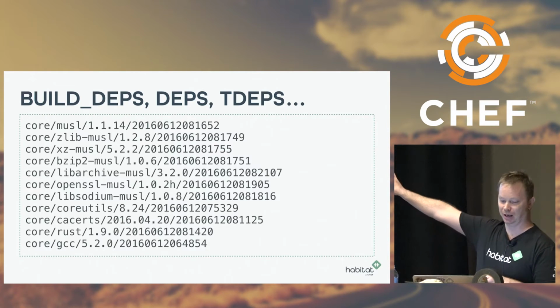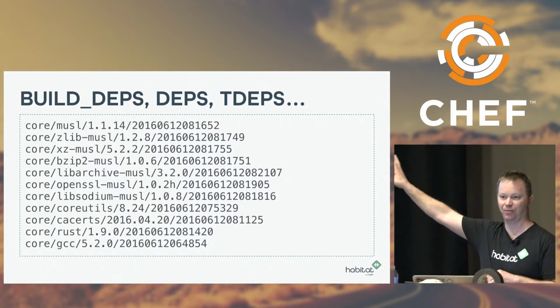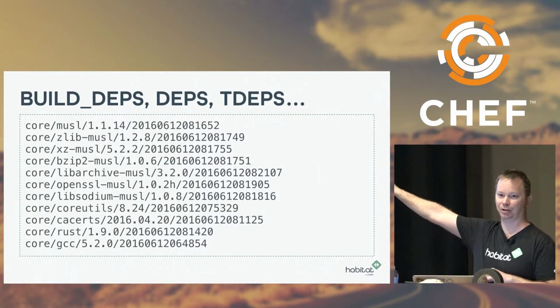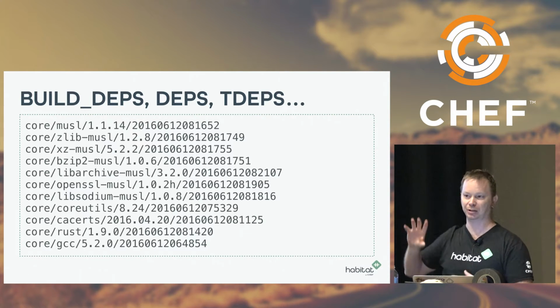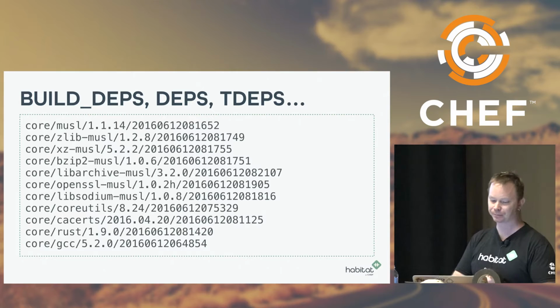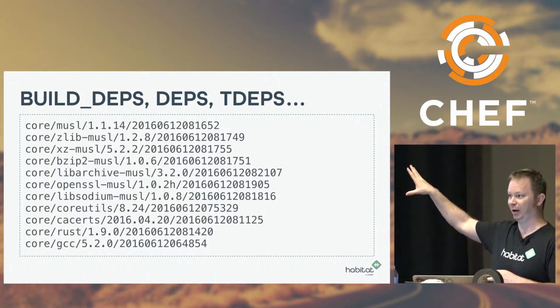Now, this is an excerpt from the build deps for the Hab package. Like I said, it's statically compiled, and we use the Musl C library so that it's smaller than using glibc. But these are all build dependencies.